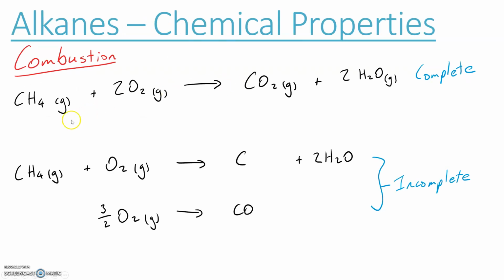Their reactions: we can react them with oxygen, which is combustion. So a common reaction is methane gas reacting with oxygen to give carbon dioxide and water. If we have incomplete combustion, then we can also get carbon and carbon monoxide. So this is the reaction to produce carbon, and this is the reaction to produce carbon monoxide.